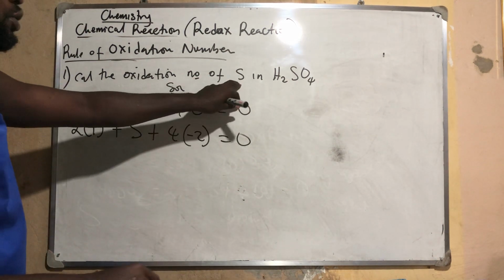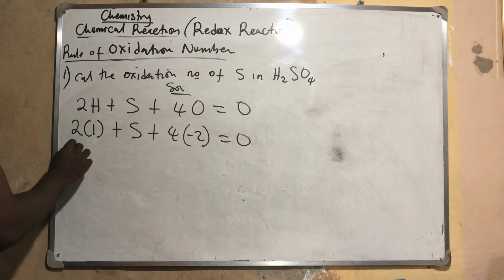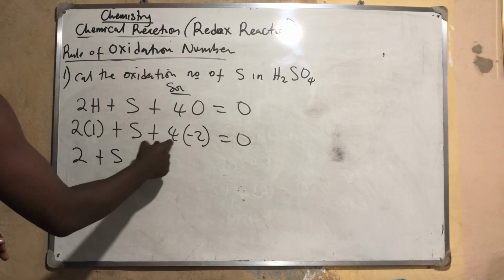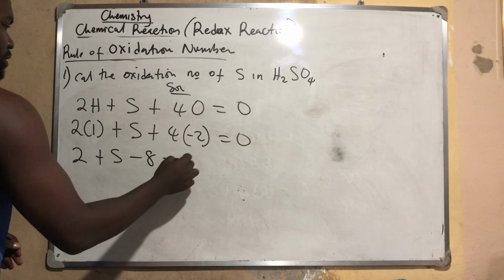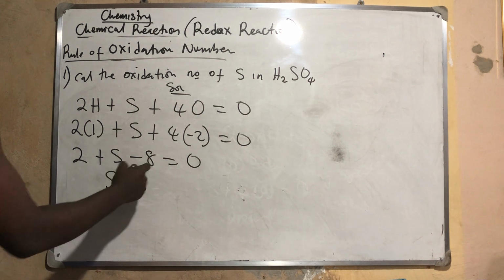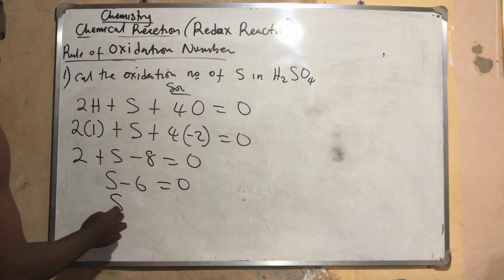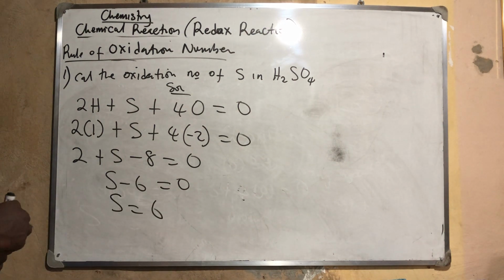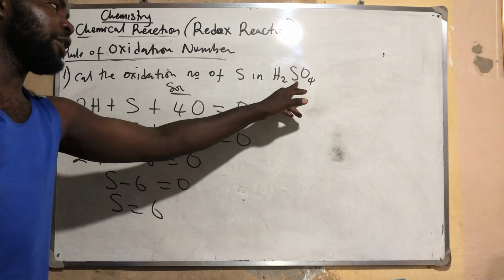Remember, they say we should find the oxidation number of S. So therefore, 2 plus S, plus -8, is equal to 0. So S minus 6, these two give you -6, is equal to 0. So S is equal to 6. So the oxidation number of sulfur here is 6.